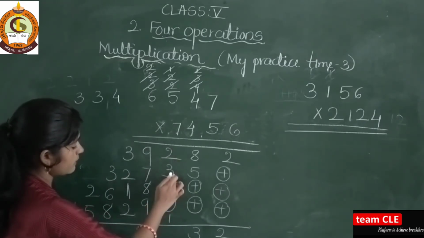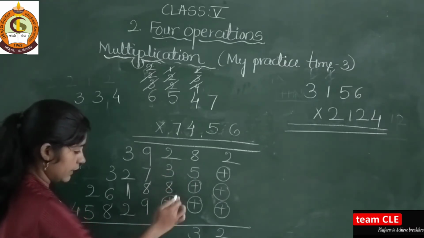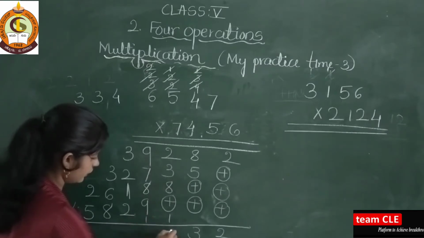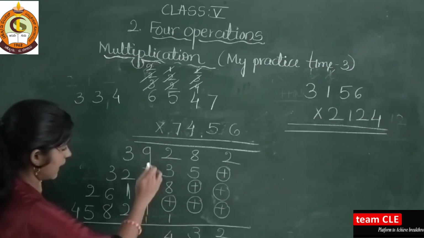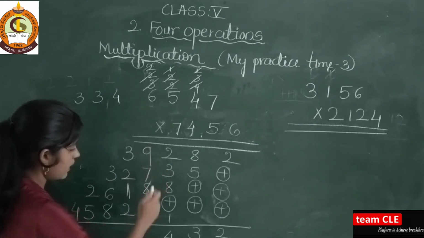Yes, 2 plus 5. 5 plus 2 plus 3 is 5. 5 plus 8 is 13. 13 plus 1 is 14. Next, add here 9 plus 1 is, yes, add all the numbers however is convenient.